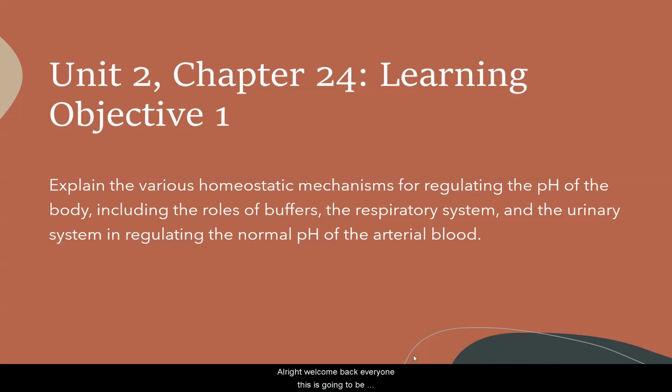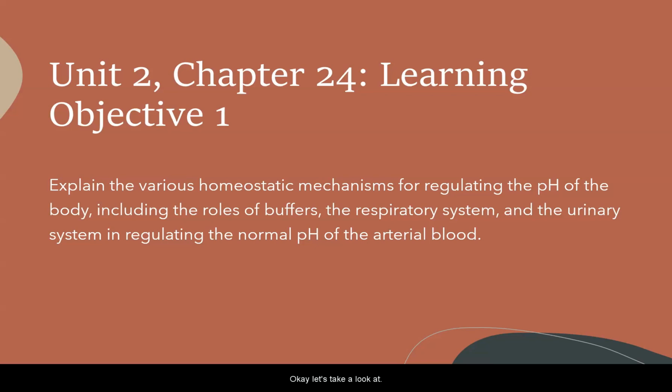Right, welcome back everyone. This is going to be Unit 2, Chapter 24. We're going to start here with Learning Objective 1. And Learning Objective 1 says, explain the various homeostatic mechanisms for regulating the pH of the body, including the roles of buffers, the respiratory system, and the urinary system in regulating the normal pH of the arterial blood, just the blood flowing through your arteries.